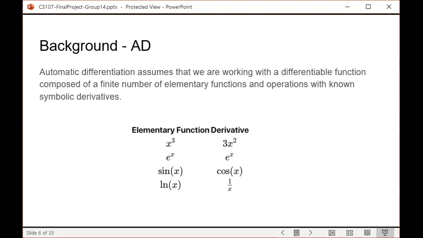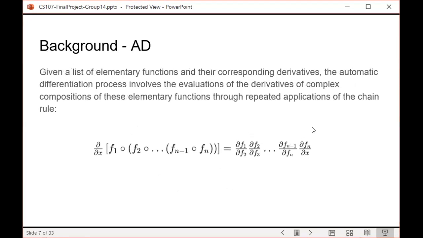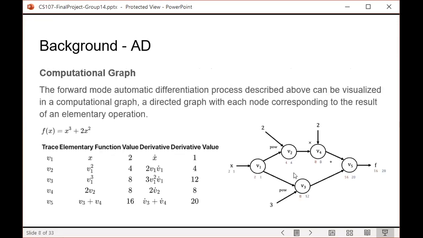As can be seen from this table, each row is an elementary function corresponding to a derivative. So given a list of elementary functions and their corresponding derivatives, the automatic differentiation process involves the evaluation of derivatives of complex compositions of these elementary functions through repeated applications of the chain rule. On the left side is a composition of elementary functions. When we take the derivative of it, we can compute it by calculating the derivative of each elementary function.